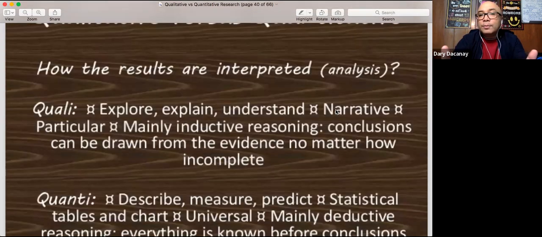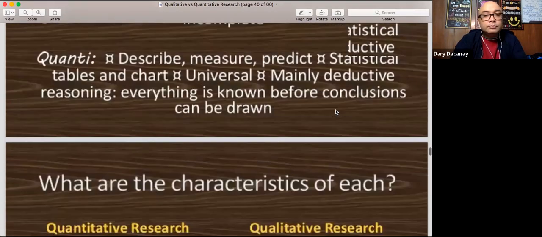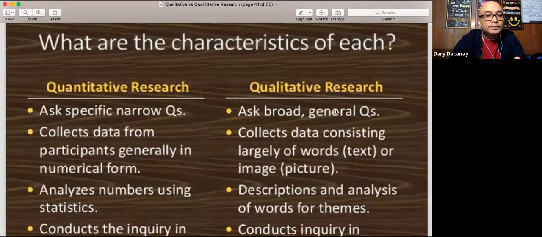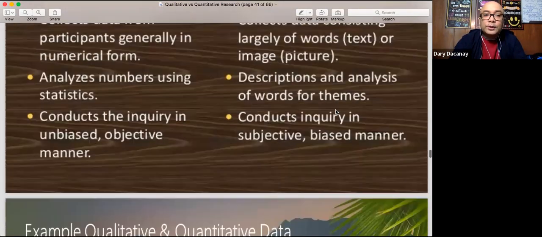So how the results are interpreted and analyzed. In qualitative, you try to explore, you explain, understand, you show the narrative, mainly inductive reasoning, and conclusions can be drawn from evidence no matter how incomplete. And in quantitative, you have to describe, measure, predict, with statistical tables and charts, and the universal, mainly deductive reasoning. Everything is known before conclusions can be drawn. So these are the characteristics. Okay. Medyo na-discuss niyan earlier, so we'll skip this one.